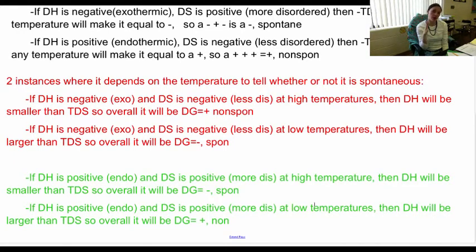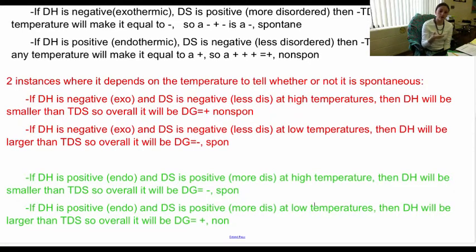So now we've got ones that are becoming more disordered, but they're also endothermic. So again, sometimes they'll be spontaneous and sometimes they won't. If I have a high temperature, delta H is actually going to be smaller than T delta S. So overall, it's going to be negative, or spontaneous. If you have a really large temperature, it kind of outweighs the fact that it's endothermic.